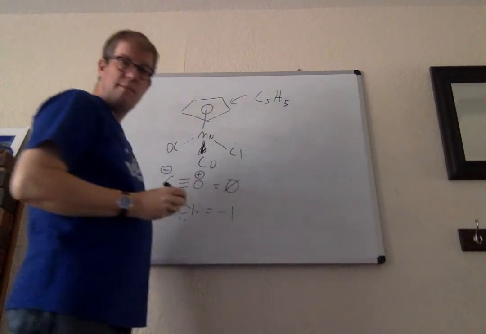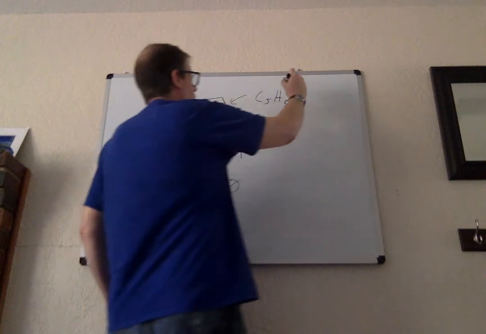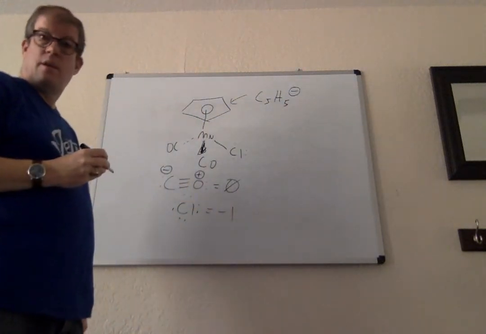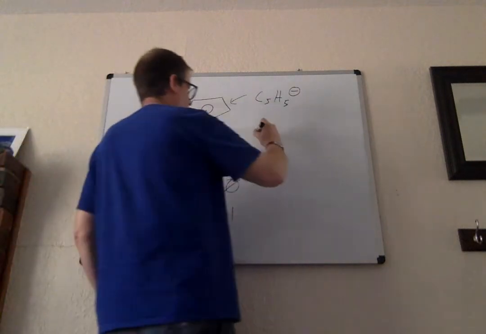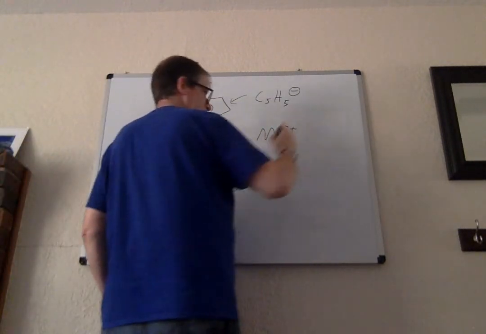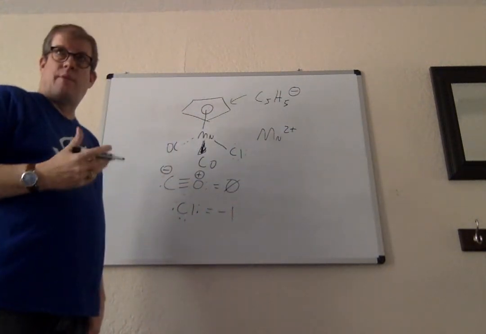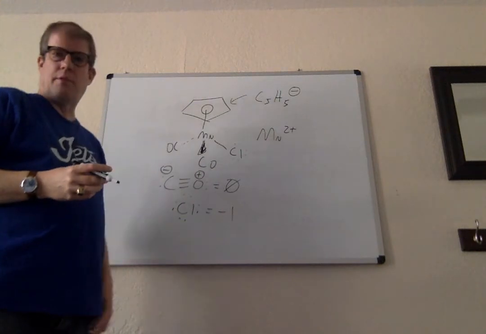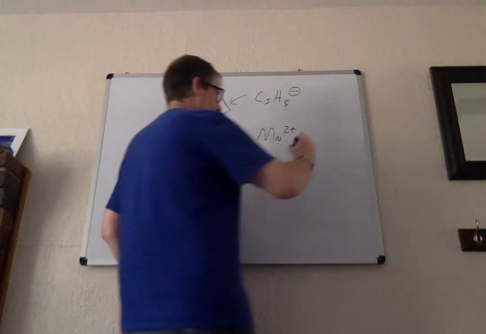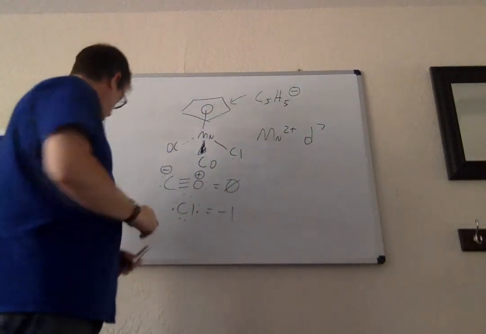And then finally, this is why you have to remember it, that this is not only C5H5, it's C5H5 -1. So what we have is manganese 2. If you look at its position in the periodic table, you'll find it at the top of group 7. If you lose 2 d electrons, you start with 7.